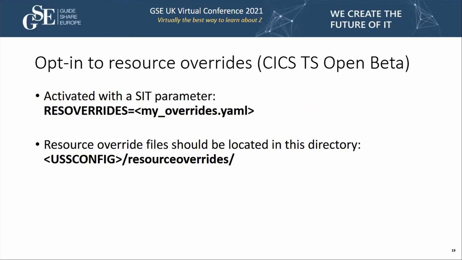With the CICS Open Beta, we've taken that a little bit further. We've gone from having it as a feature toggle to a real, ingrained feature of CICS, and now we have a set parameter for it called RESOVERRIDES. By setting that, it's exactly the same as the feature toggle, except it's a little bit easier to specify. It appears in the same place, and does exactly the same thing. It specifies the name of the resource override file you wish to apply in this CICS region. And again, we'd expect to find that in the USS config resource overrides subdirectory.